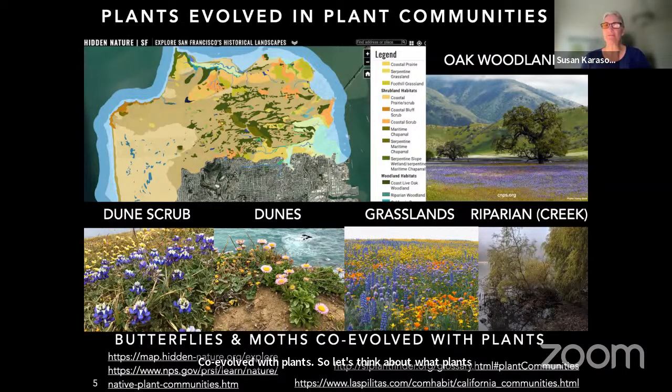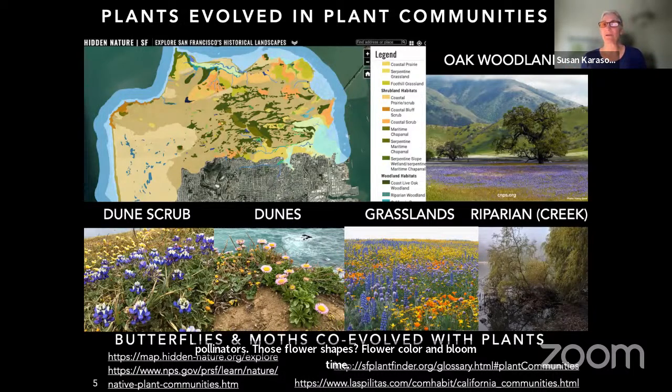So let's think about what plants want. About 80% of plants are wildlife pollinated. About 15% are wind pollinated. So those will be the hazelnuts and the grapes and the walnuts. And a few are water pollinated, about 5%, and that's things like kelp. But for those 80%, they evolved with specific pollinators. Those flower shapes, flower color, and bloom time can tell you a lot about who they expect to have pollinate them. And with climate change, I'm seeing things bloom earlier and bloom later.